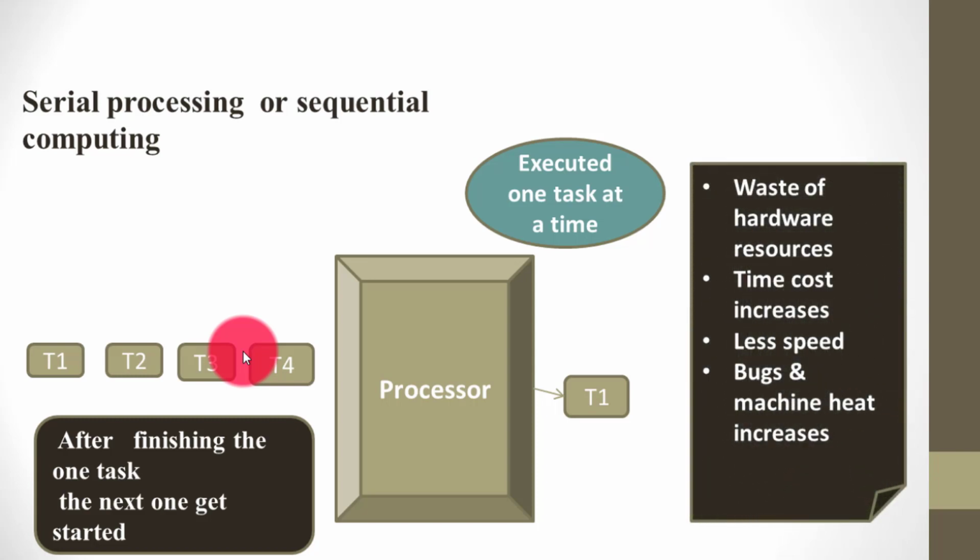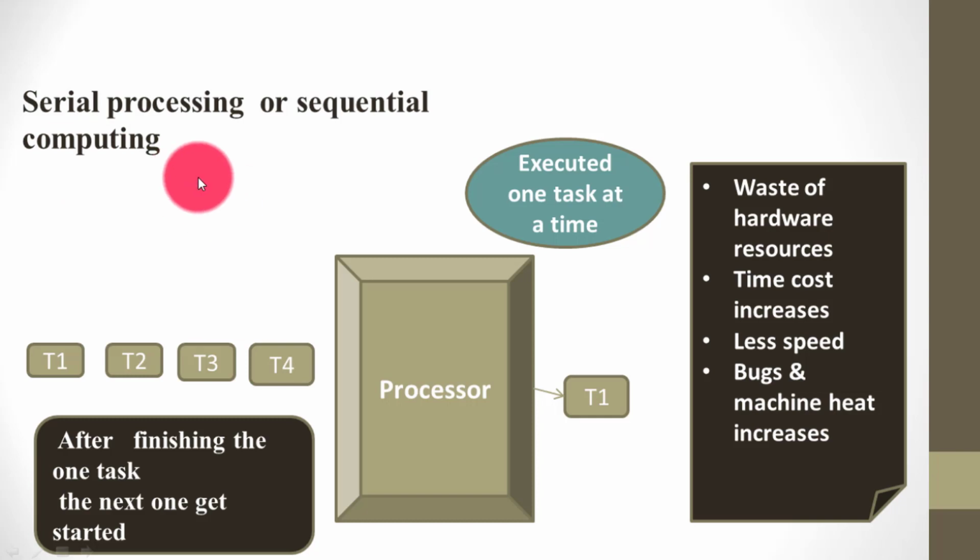So it has some disadvantages like wastage of hardware and resources, time cost increases, less speed, bugs, and the machine heat increases. Because of this it leads to some disadvantages. All the instructions are executed by this single processor, so the problem of heating and melting of hardware resources increases. So this is all about serial processing, also called sequential computing.